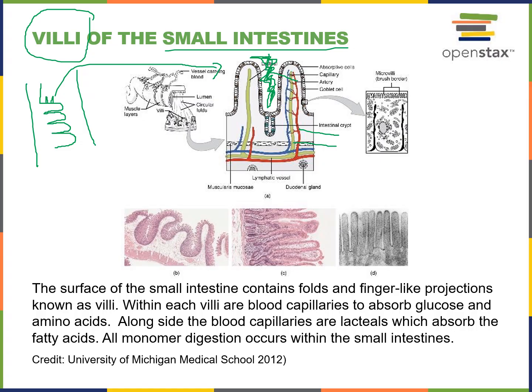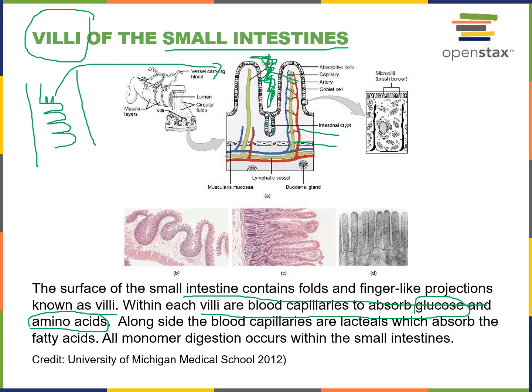So the bottom line is this: the surface of the small intestine contains folds and finger-like projections. Only the finger-like projections are called villi. Within each villi are blood capillaries, and blood capillaries absorb glucose and amino acids. This is important to remember. The blood capillaries do not accept fatty acids. Fatty acids are nonpolar, whereas blood has plasma, which is water, which is polar. The two don't like each other.